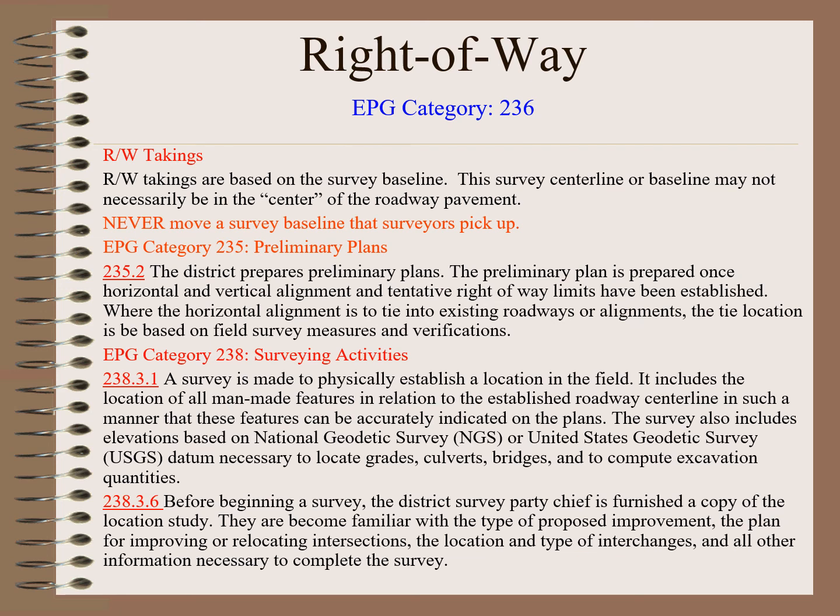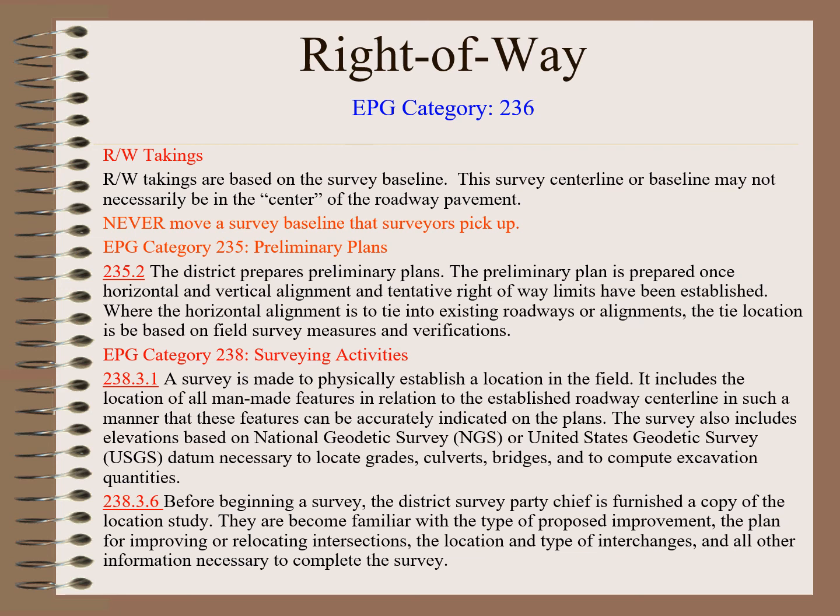So the designer prepares the preliminary plans once they've tied the horizontal and vertical alignment and they have established tentative right-of-way limits. The horizontal alignment is to be tied to the existing roadways and alignments. This tie location is to be based on the field survey measurements and verifications that the surveyor picked up.